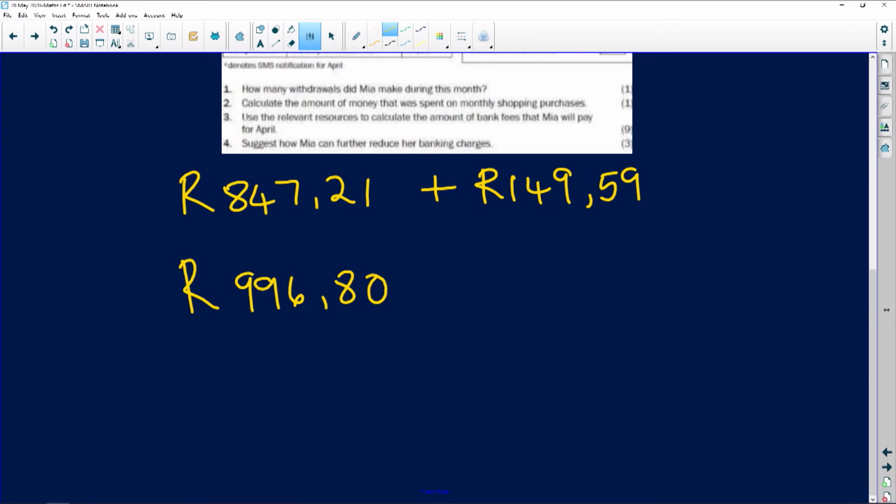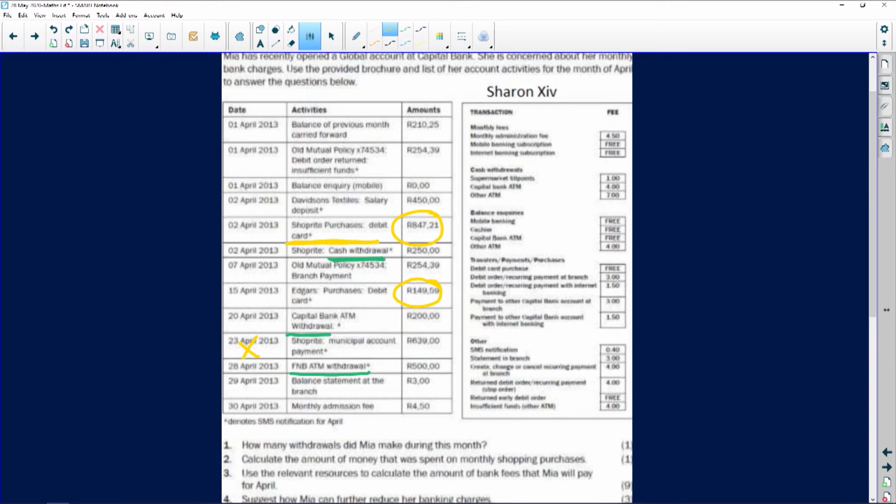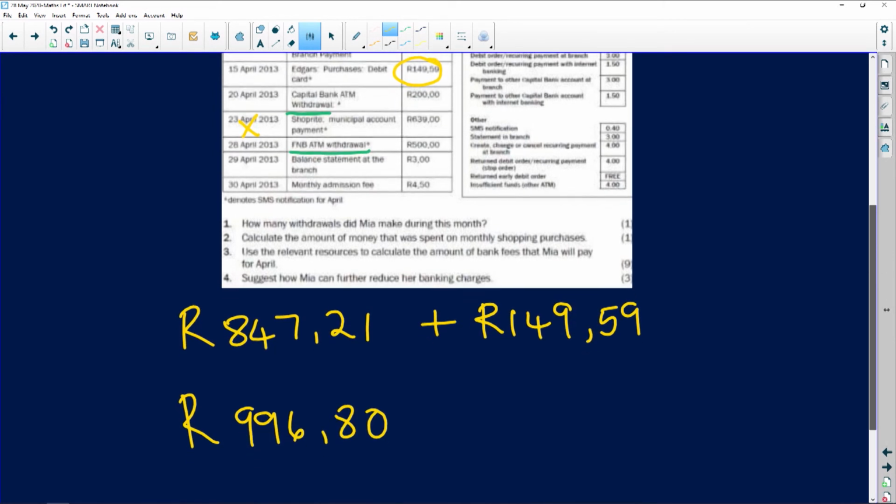The next question says, use the relevant resources to calculate the amount of banking fees. If we go up, the banking fees are in this section. It's not really clear, which is going to give us a bit of a problem when we're trying to calculate it. So I'm going to skip this particular question. I'm so sorry for that.